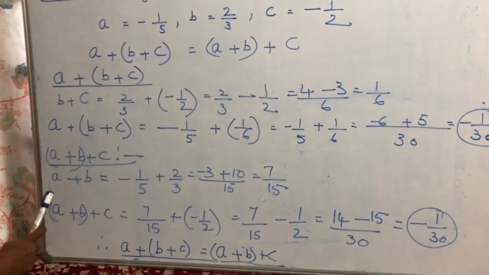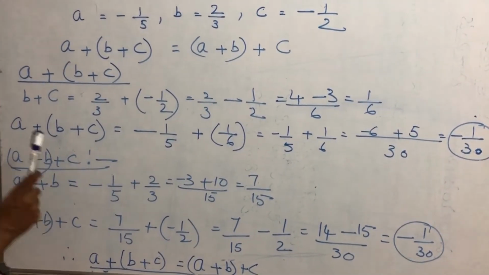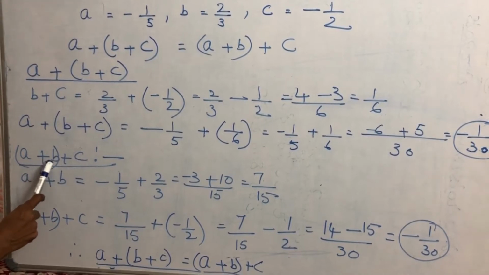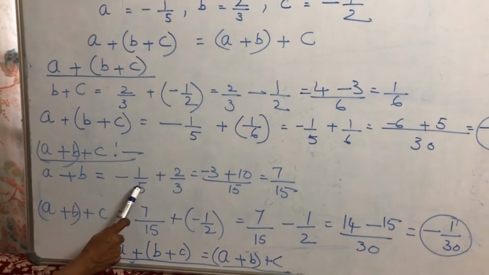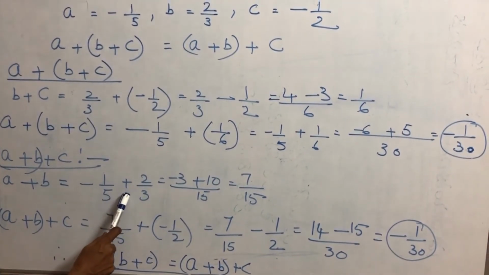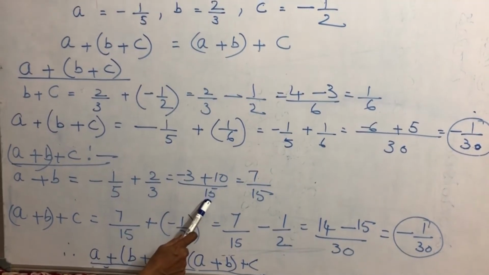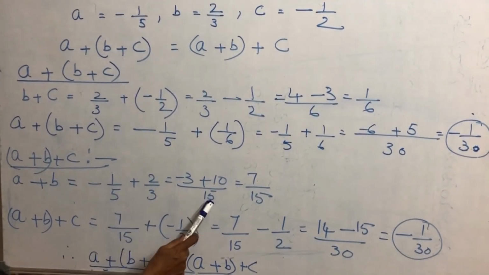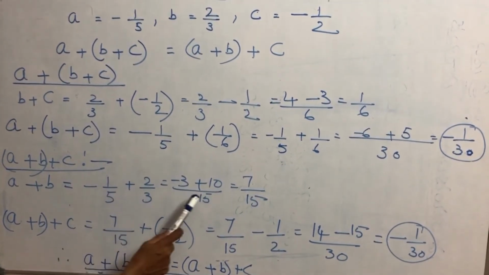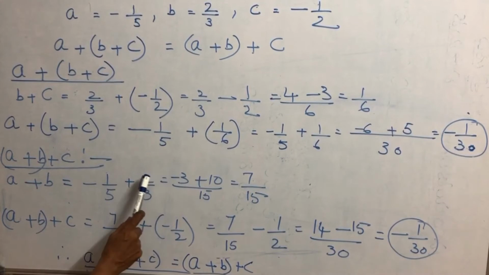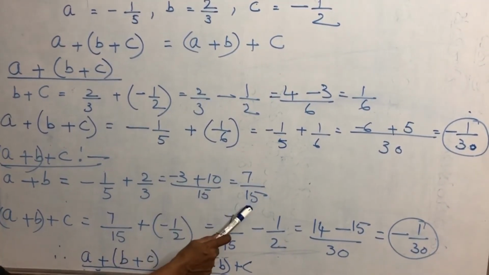Going to the right side, children, it is A plus B plus C. The bracket is A plus B. Find out A plus B. A is equal to minus 1 by 5 plus 2 by 3. The common LCM is 15. 5 divides 15 3 times. 3 ones are 3. 3 divides 15 5 times. 5 twos are 10. 10 minus 3 is 7 by 15.